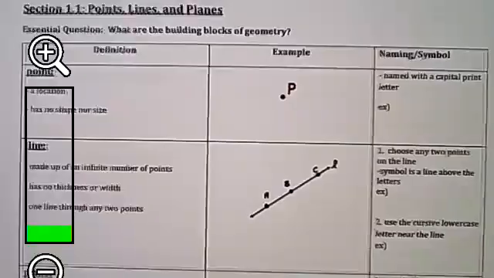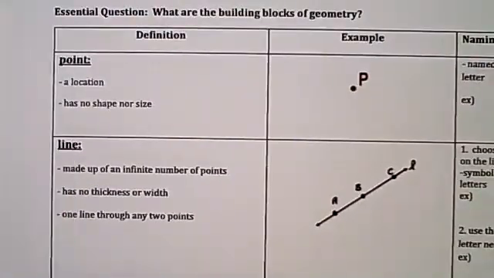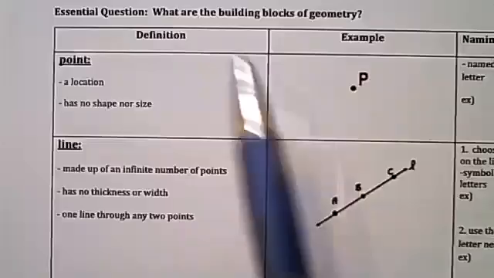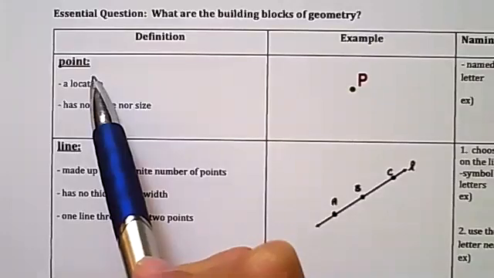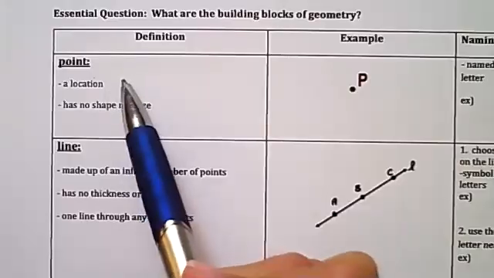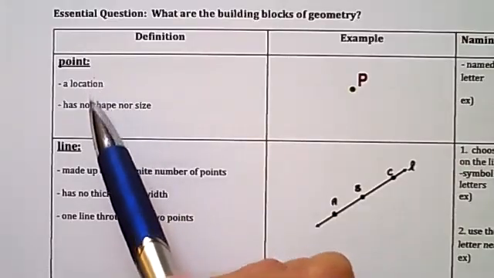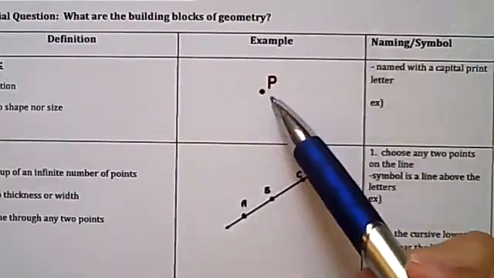I have pretty much all the definitions typed in just to save time, and I'm just going to go through the examples of how to name them. There are different ways to name all the different figures. The first one is a point. You learned how to plot points in probably pre-algebra in middle school. Ours aren't really on the coordinate plane, but it's still a location and it doesn't have a shape or a size. That's an example of what a point would look like in a picture.